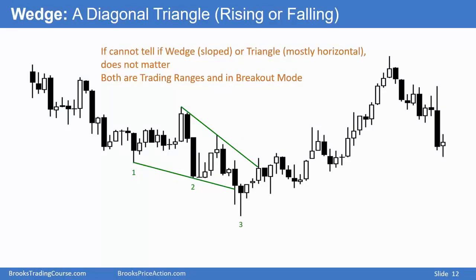Again, it doesn't really matter if you cannot tell if the pattern is a wedge or a triangle. Both are trading ranges and both are in breakout mode. The more horizontal it is, the more the probability is 50-50 chance breakout to the upside or downside. And the more it's angled, the more chance you'll get a breakout in the opposite direction. If it's a falling wedge, you'll get a bull breakout. If it's a rising wedge, you'll get a bear breakout.